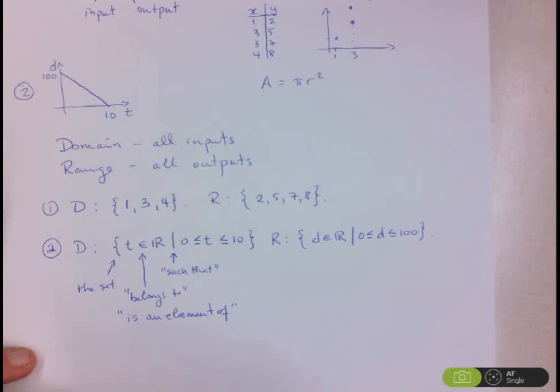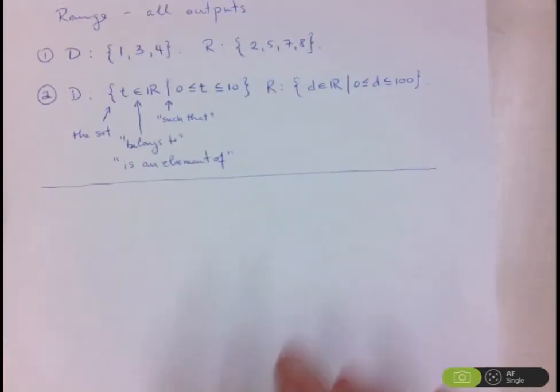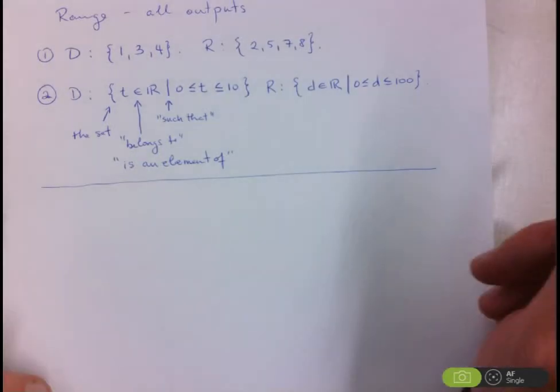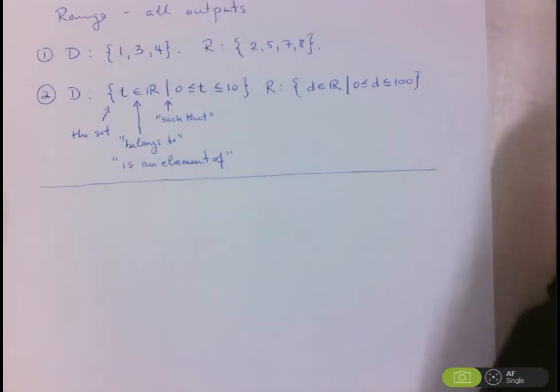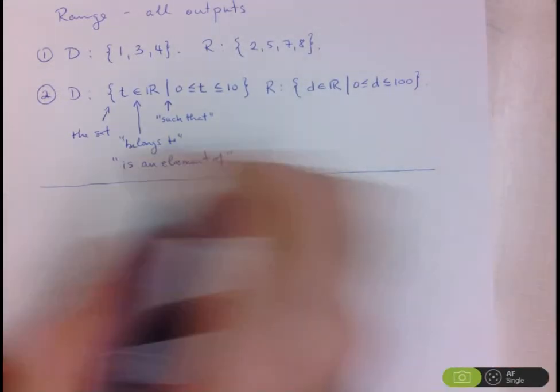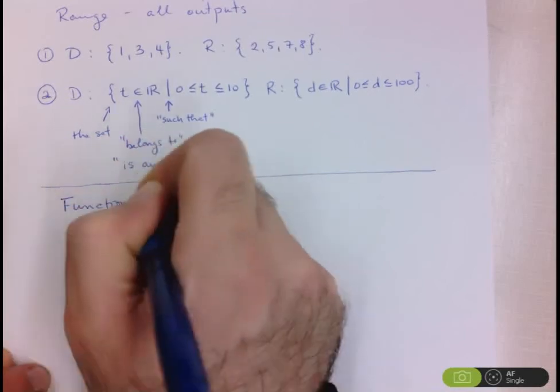Okay, so the last thing that we're going to look at here is a way to describe these functions. Okay, so now we'll limit ourselves to talking about relations that are functions, and we're going to talk about something that is called function notation.